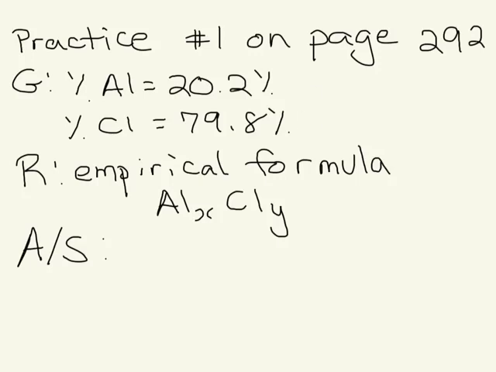So again, these are given as percentages. We're going to assume that if we're dealing with 100%, let's say that we're dealing with a 100-gram sample. If we're dealing with a 100-gram sample, 20.2% is aluminum, so that would mean 20.2 grams is aluminum. 79.8% is chlorine. So again, if we're dealing with a 100-gram sample, 79.8 grams would be chlorine.